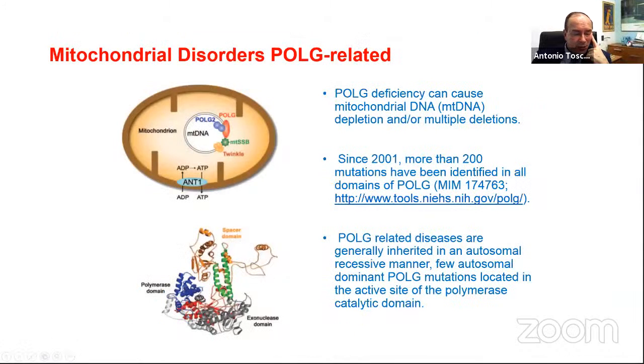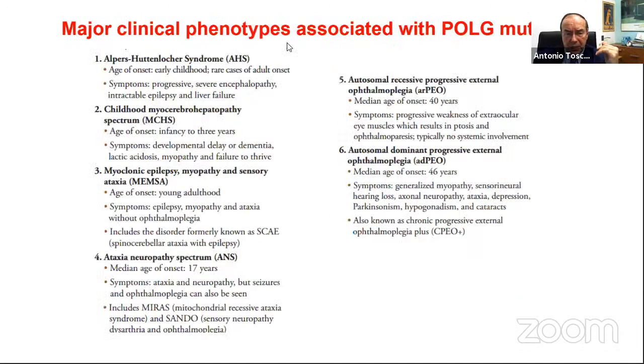Because there are several therapeutic attempts now that seem to be promising, although still not available or already available. And this is another group of mitochondrial disorders due to POLG deficiency that can cause mitochondrial DNA depletion or multiple deletions. And some subtypes of mitochondrial disorders, as the one included in this picture, can involve peripheral neuropathy.